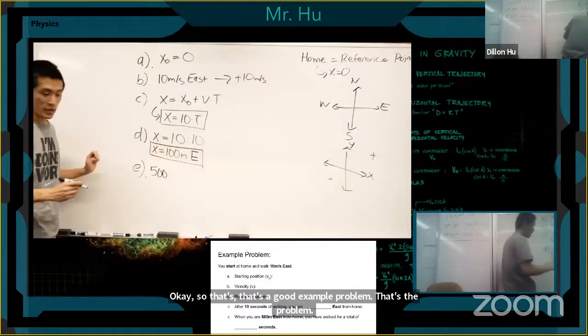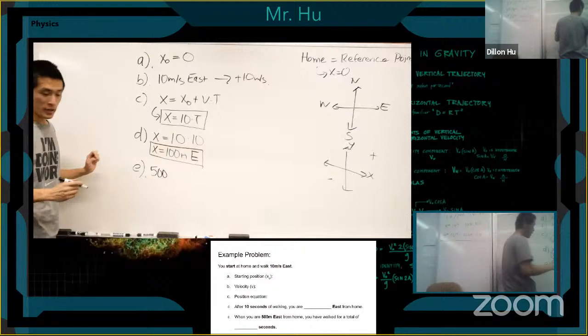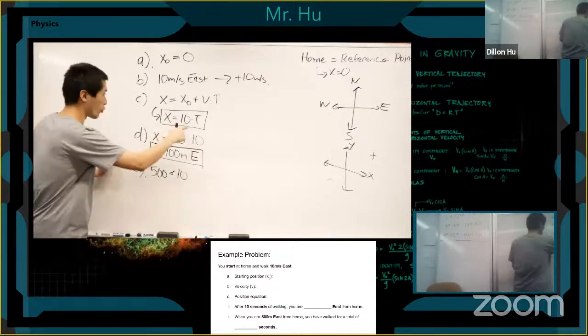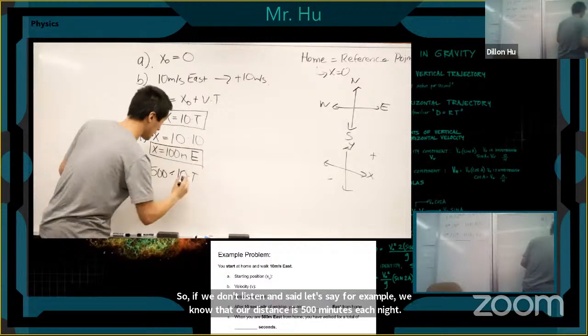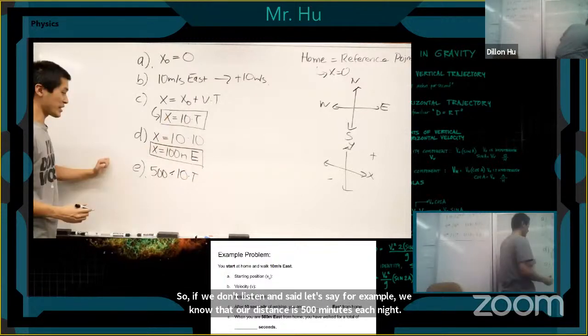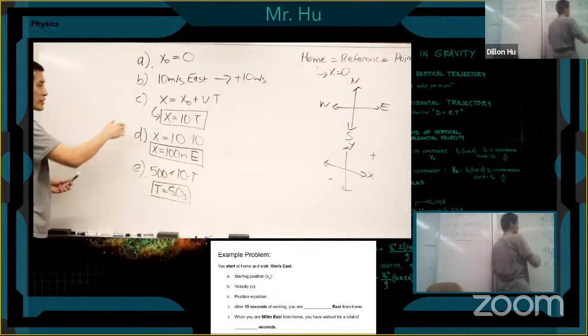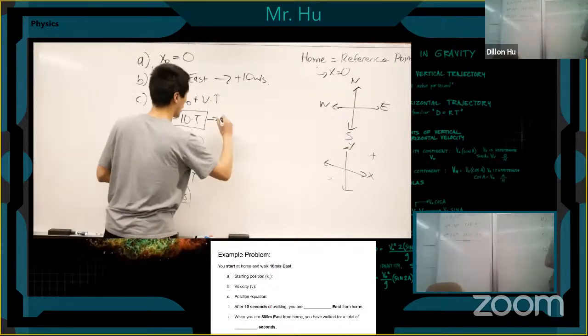And once again, we're going to use this general equation here: x is equal to 10 times t. So we know what 10 is, we don't know what t is. If we solve this out, we get that t is equal to 50 seconds. We can do this for any time or any distance, and figure out one from the other. This is a very powerful position equation.